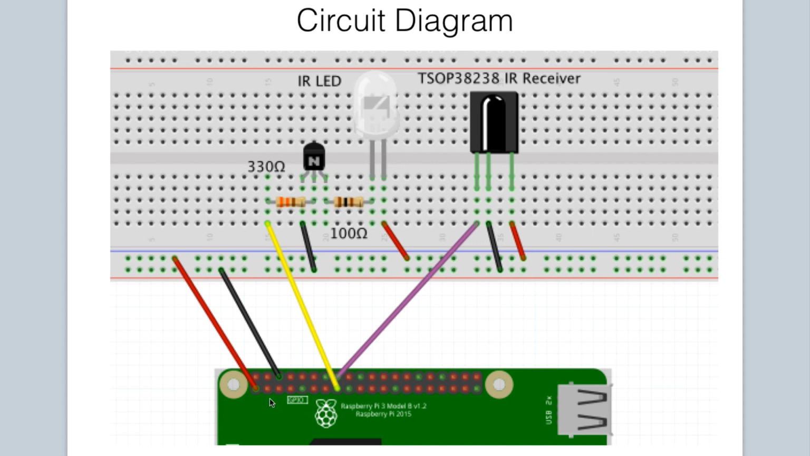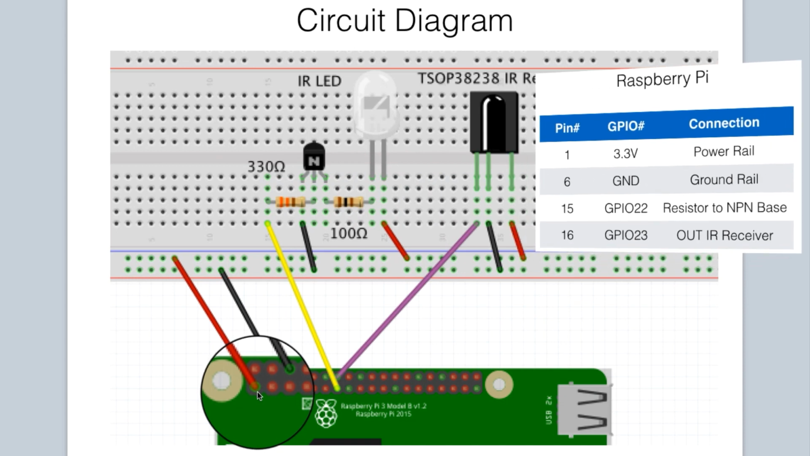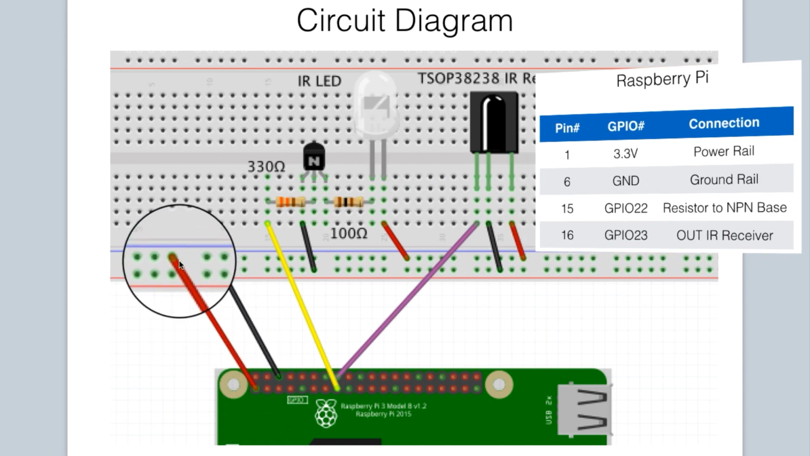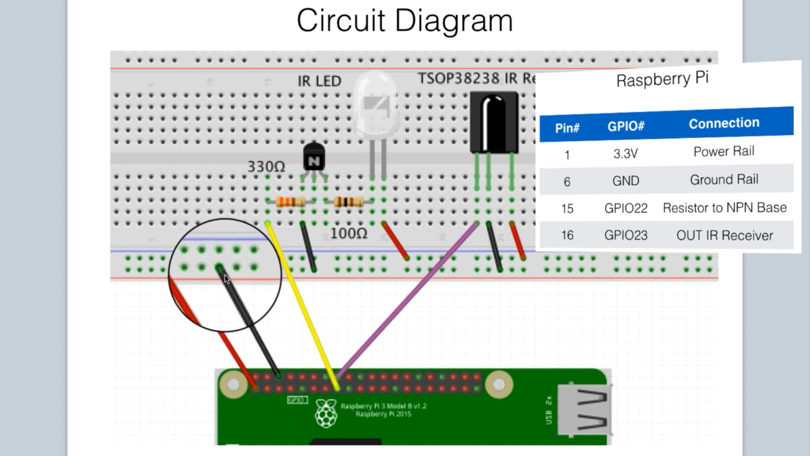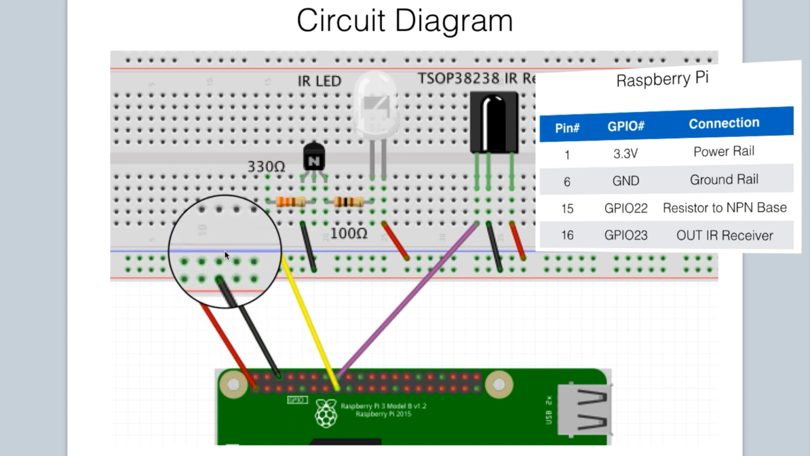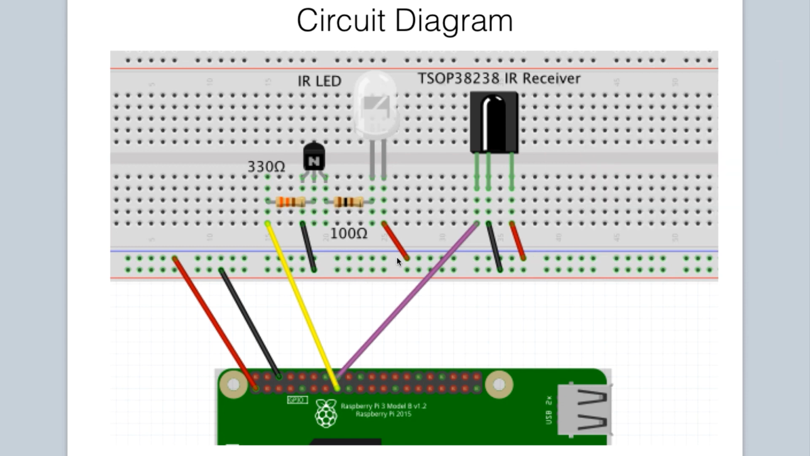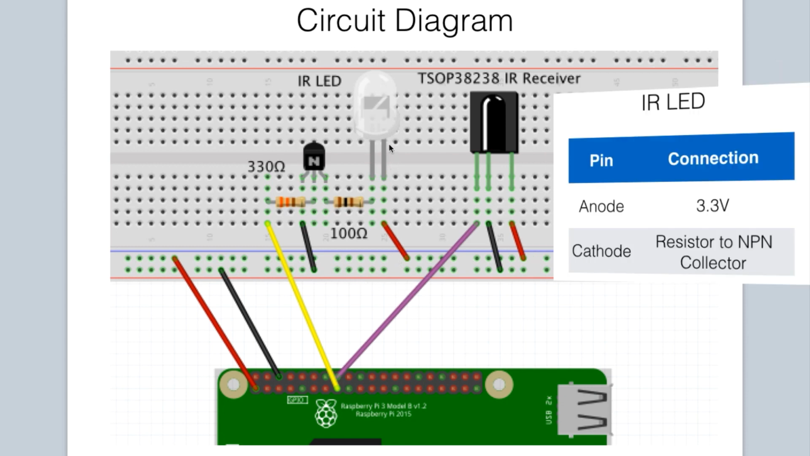First, we will connect pin 1, or the 3.3 volt pin on our Raspberry Pi, to the positive rail on the breadboard, and we'll also connect pin 6, or ground, from the Raspberry Pi to the negative rail. In that way, we can run several other connections off of these main power rails. Let's first take a look at the infrared LED. The longer pin on the IR LED, or the anode, is connected to the 3.3 volt rail.